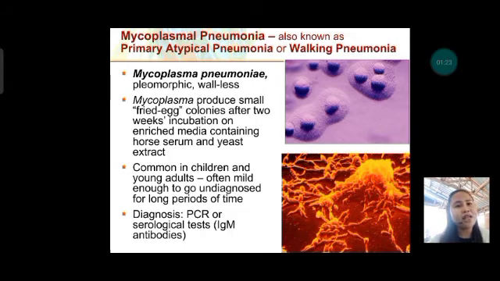Next is mycoplasmal pneumonia, which is also known as primary atypical pneumonia or walking pneumonia. Mycoplasma pneumoniae is the pathogen of mycoplasmal pneumonia. It is a pleomorphic wall-less bacteria. Mycoplasma produces small fried egg colonies after 2 weeks of incubation on enriched media containing horse serum and yeast extract.